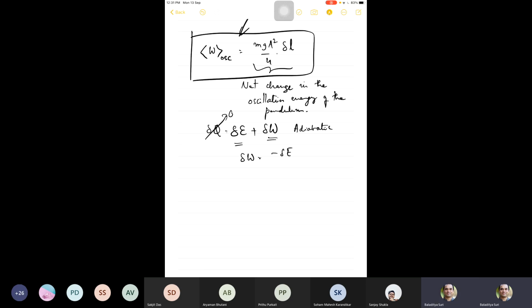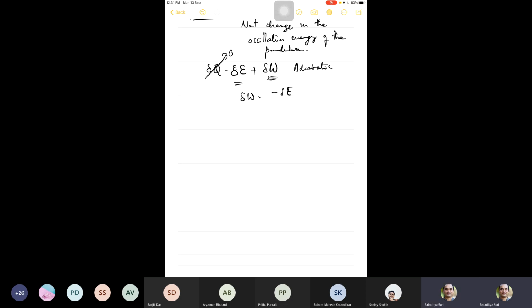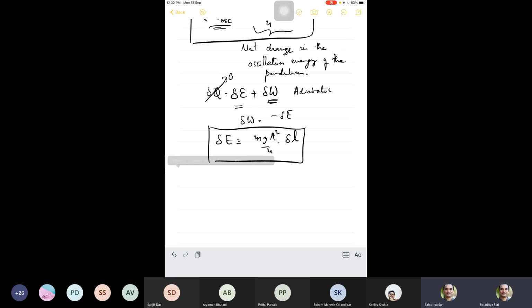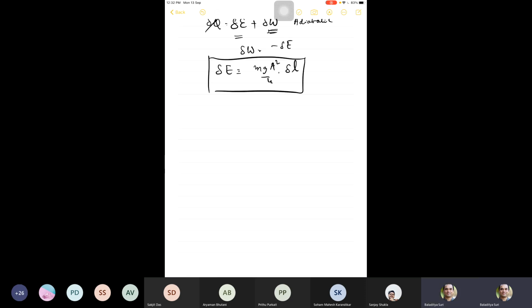That's precisely like this equation. The sign convention, of course, here delta W means the work done by the system. Here we are computing the work done on the system, and that would be the increase in the oscillational energy, basically. So delta E, the change in the oscillation energy of the system, will now be equal to the work done on the system, which is the negative of the work done by the system. So which is basically mg a squared by 4 delta L. This is the change in the oscillational energy. So in this sense, it's an adiabatic process. There is no heating involved. The work done will be the change in the energy.